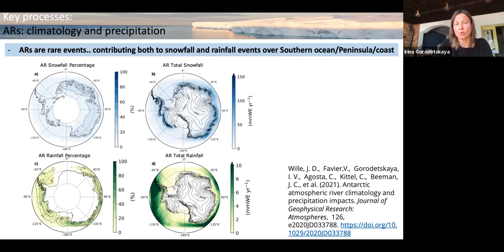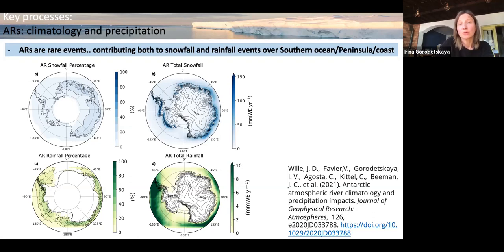So if you look at the snowfall impact of atmospheric rivers, here on the top is the snowfall percentage on the left and the total snowfall impact of atmospheric rivers on the right. And we see that like 10 to 20% of snowfall over the coast is explained by the atmospheric rivers, which is important in terms of the numbers. Up to like 100, 150 millimeters water equivalent per year is explained by atmospheric rivers.